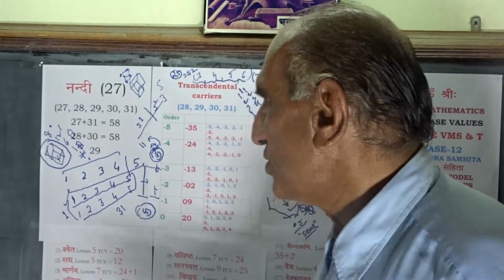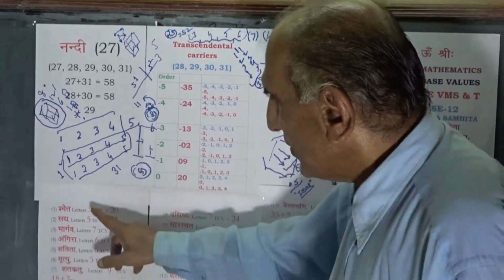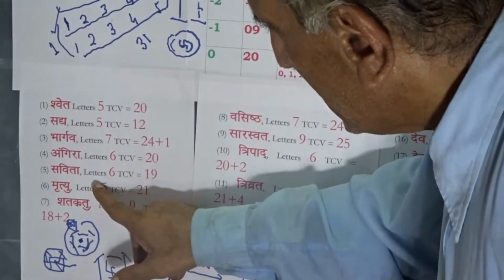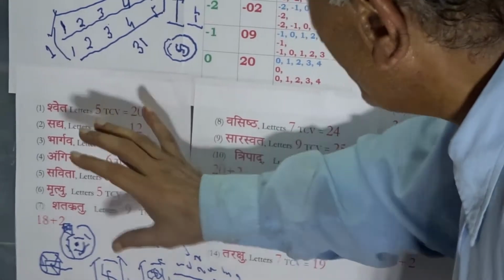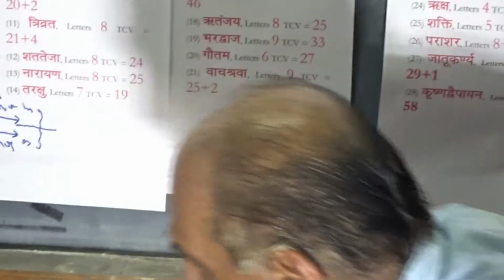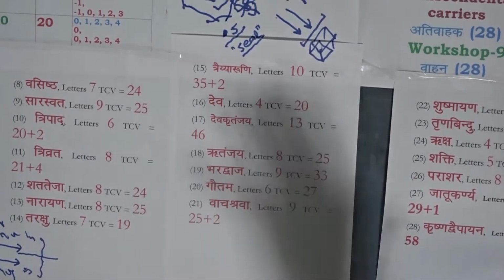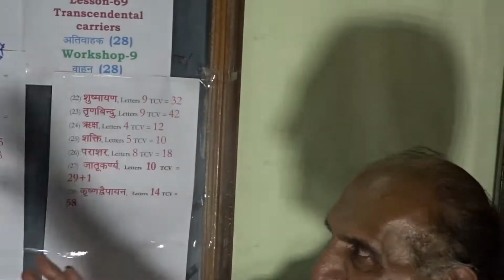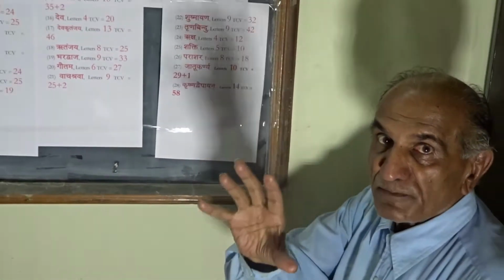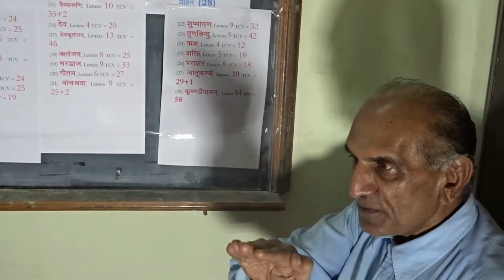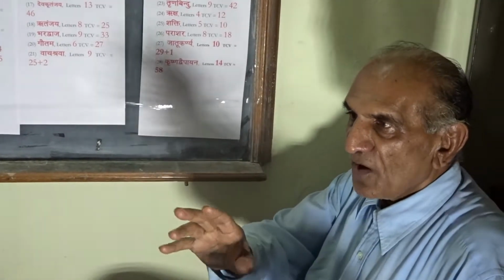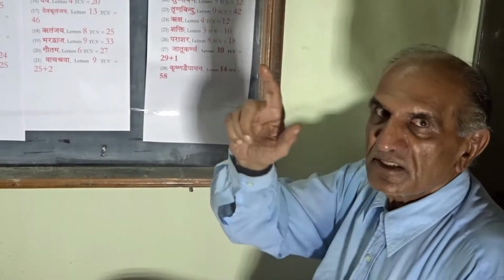These 28 names are Shvet, Sadhya, Bhargav, Angira, Savita, Mrityu, Shatkritu. These are the first 7 names. And like that, we have all the 28 names. These 28 names are the 28 formulas. These are the formulations, the transcendental formulations. These are 5-space mathematics formulations. 5-space Vedic mathematics, science and technology is to be worked in terms of 28 transcendental spheres.